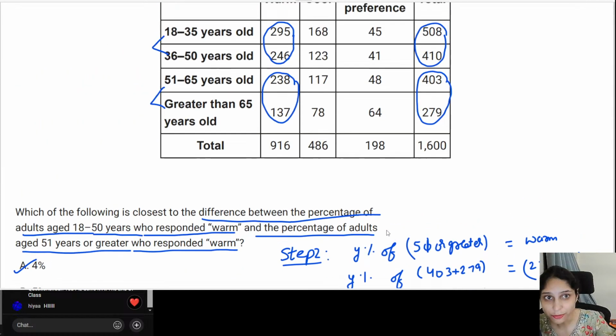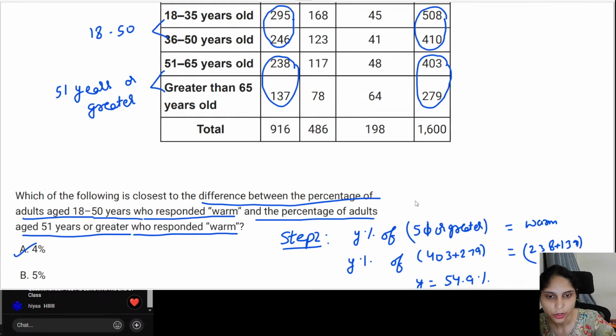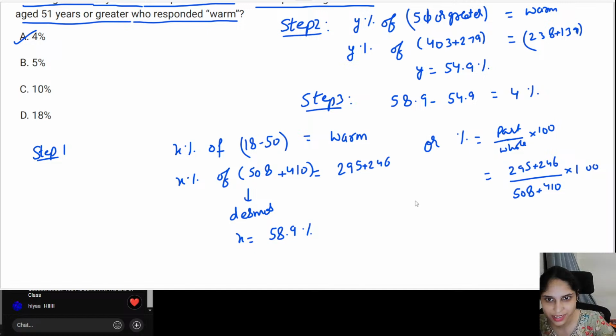So the only thing is that you have to add them together because 18 to 50 is comprising of these two rows and 51 years or greater is comprising of these rows. All right. Next question is question number 32, which I've written steps because there was no space. So step 1, step 2, step 3. Okay. So we're finding the percentages, then we're just subtracting them.